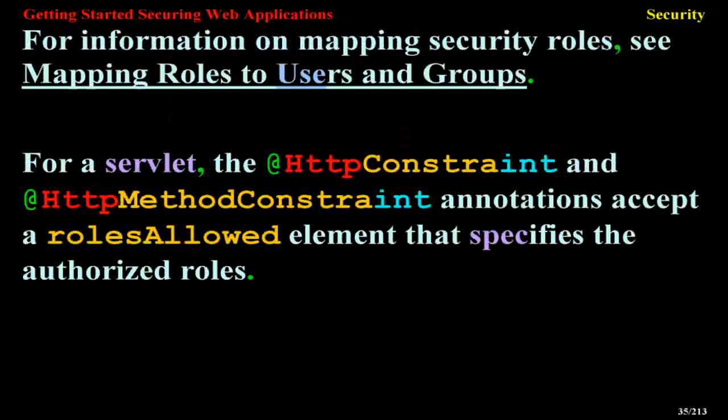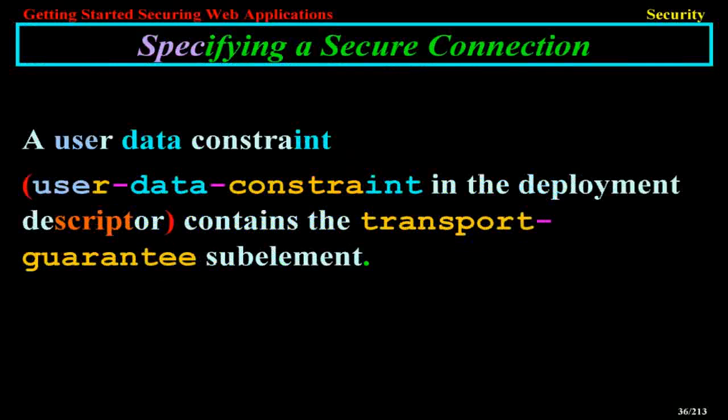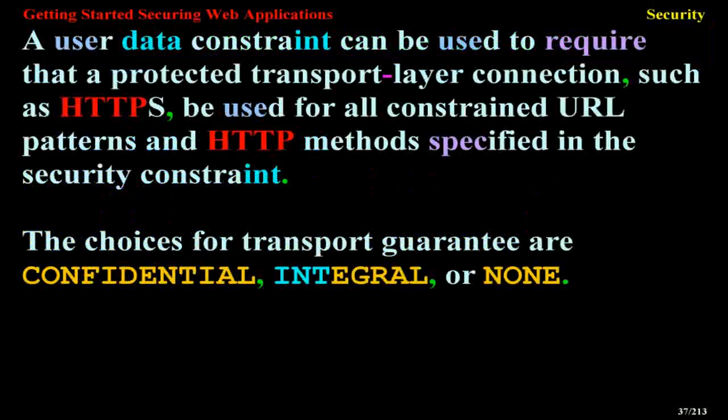For a servlet, the HttpConstraint and HttpMethodConstraint annotations accept a rolesAllowed element that specifies the authorized roles. Specifying a secure connection. A user data constraint in the deployment descriptor contains the transport-guarantee subelement. A user data constraint can be used to require that a protected transport layer connection, such as HTTPS, be used for all constrained URL patterns and HTTP methods specified in the security constraint.